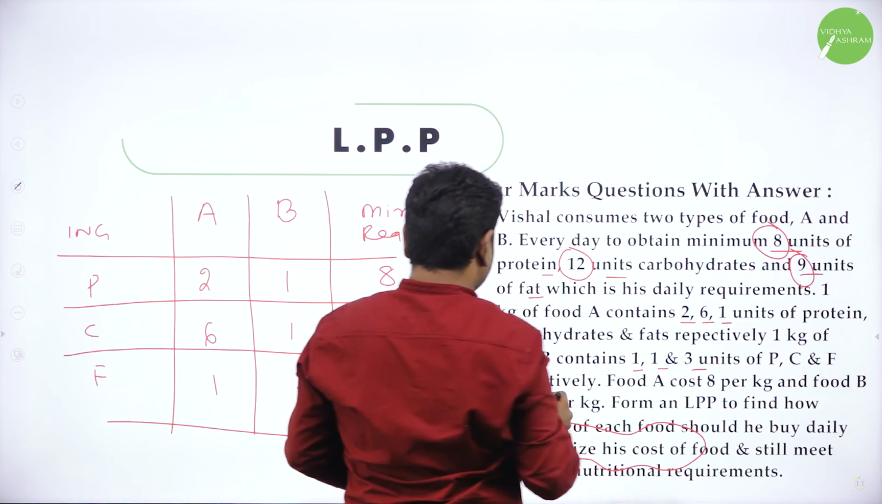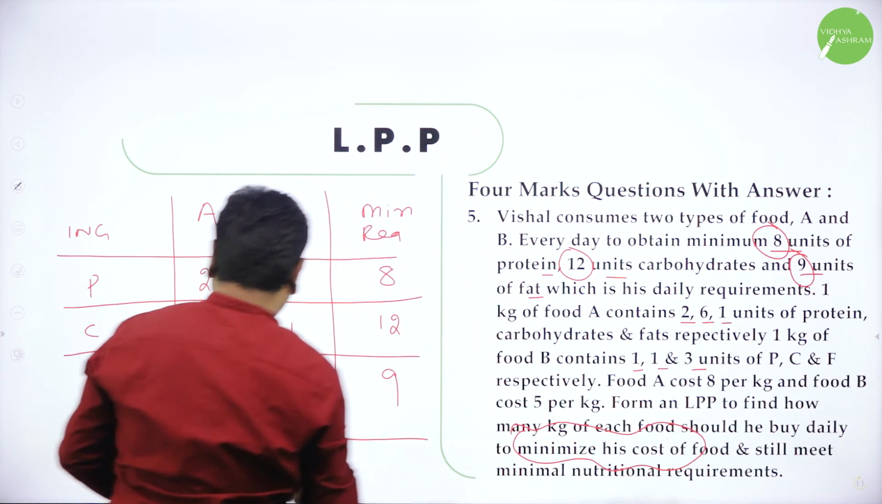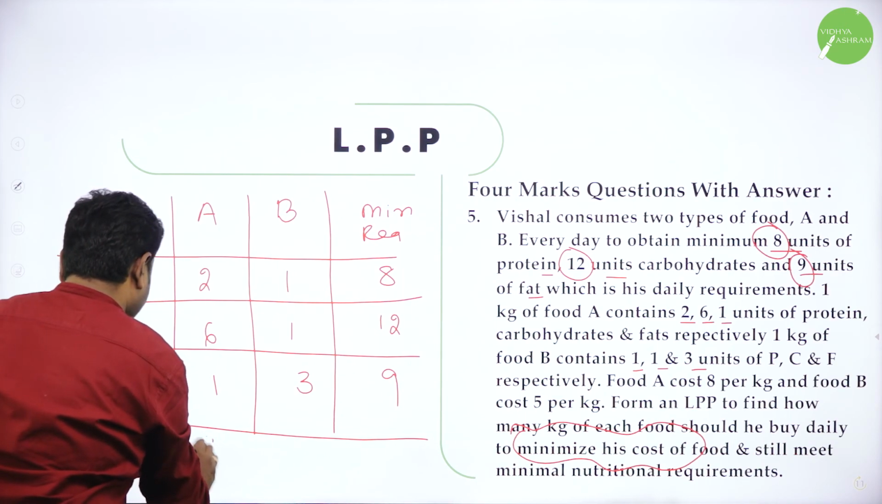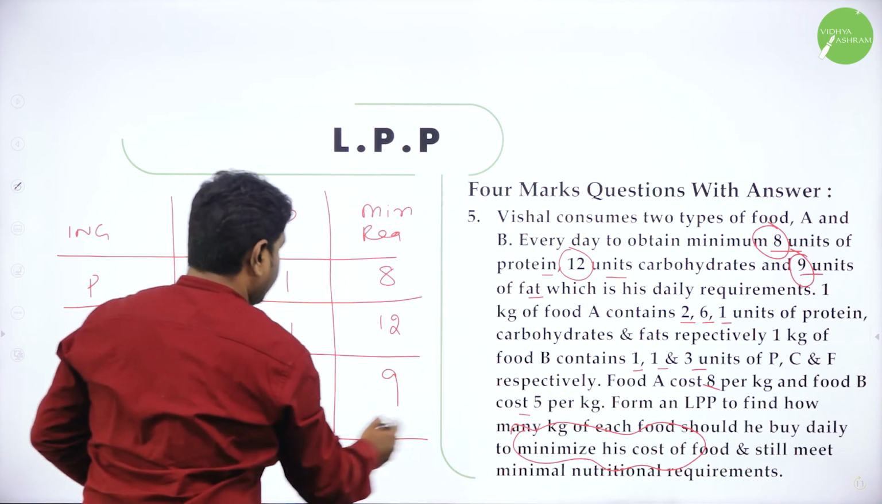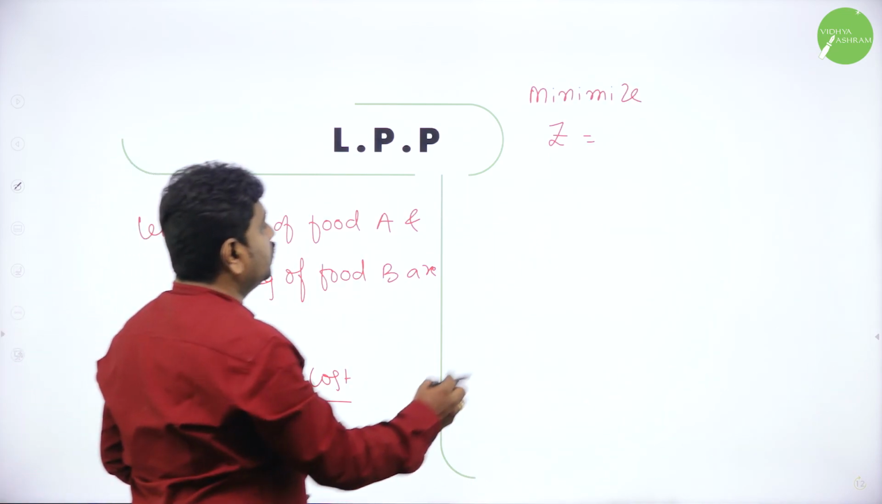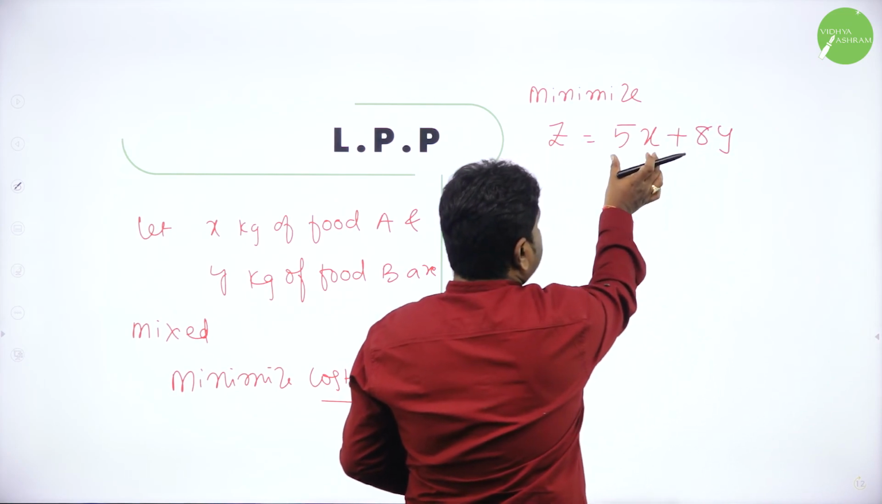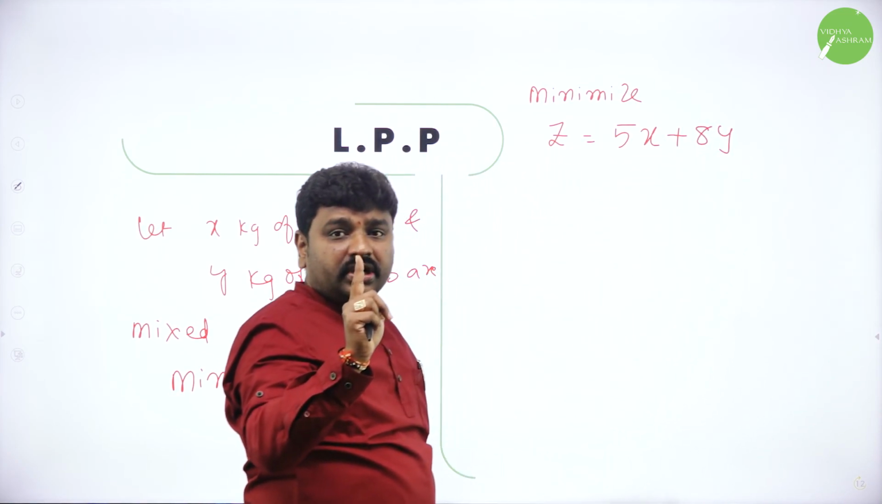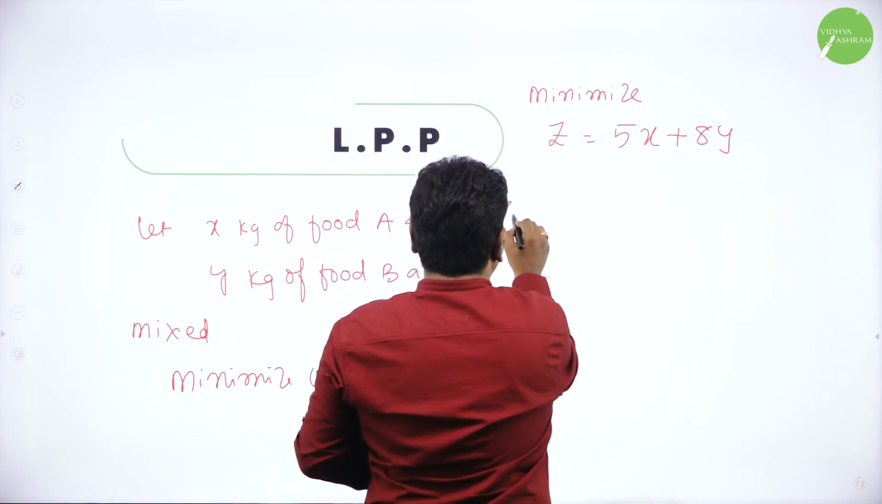So objective function is to minimize cost. Cost is what? I'll make a column for cost. Food A is 8 rupees per kg, and food B is 5. So 5x plus 8y. 1 unit is 5 rupees, 2 units is 8 rupees, total cost is 5x plus 8y, subject to conditions.